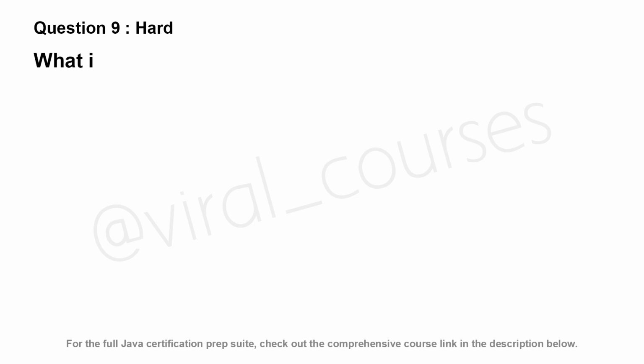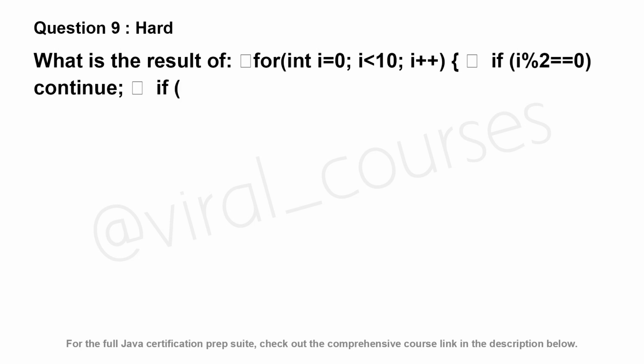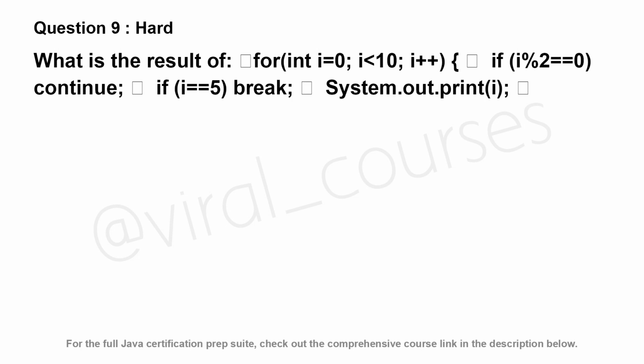What is the result of: for (int i = 0; i < 10; i++) { if (i % 2 == 0) continue; if (i == 5) break; System.out.print(i); } Option A, 13. Option B, 135. Option C, 024. Option D, 12345.